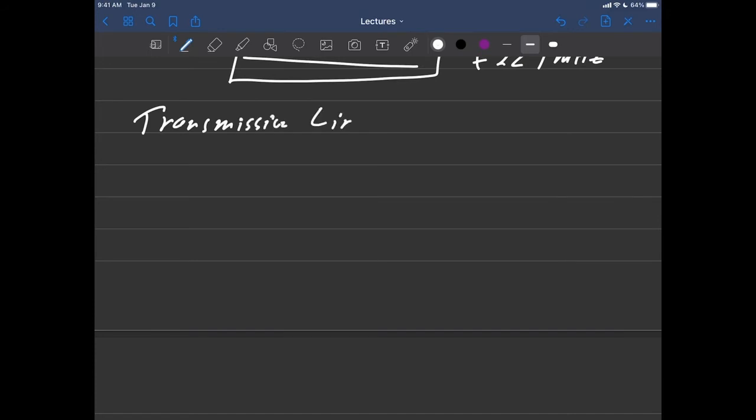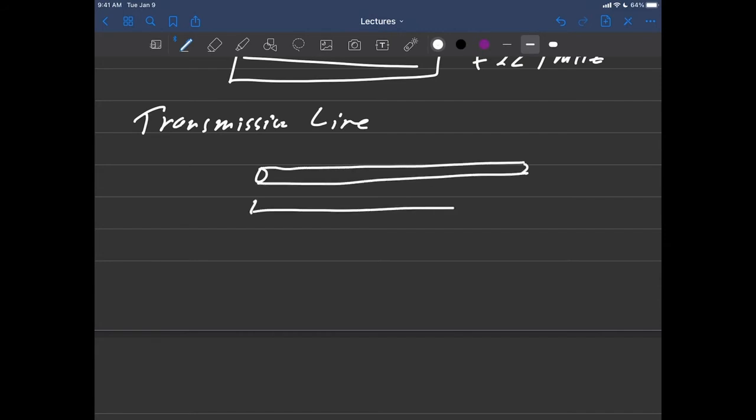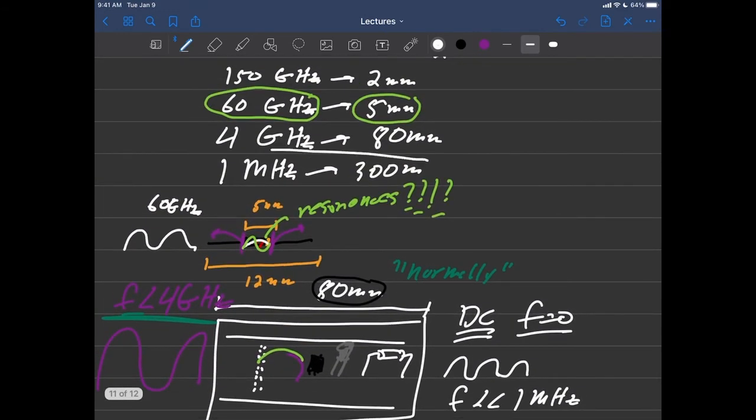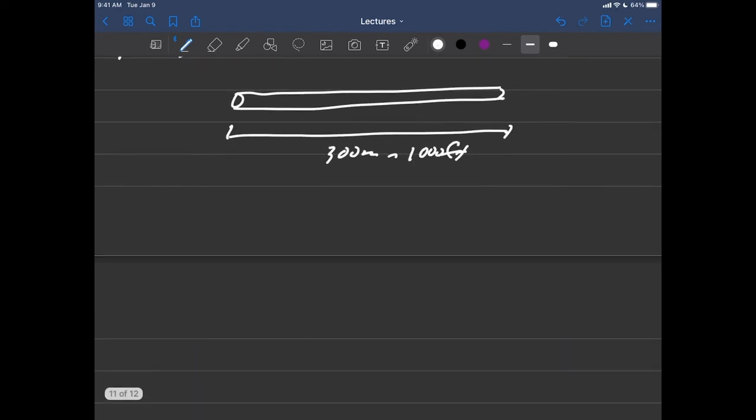The transmission line was a long piece of coaxial cable like this that had a length of about 300 meters. It was 1,000 feet, right? 1,000 feet. And the 300 meters or 1,000 feet corresponds to a frequency of about 1 megahertz. Very digestible frequency in there. Remember, the frequency of this is about 1 megahertz. So what that means is when I deal with a transmission line, if I wanted things to behave predictably, I better avoid things.